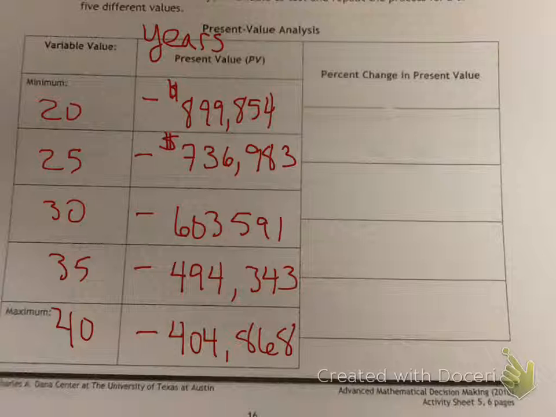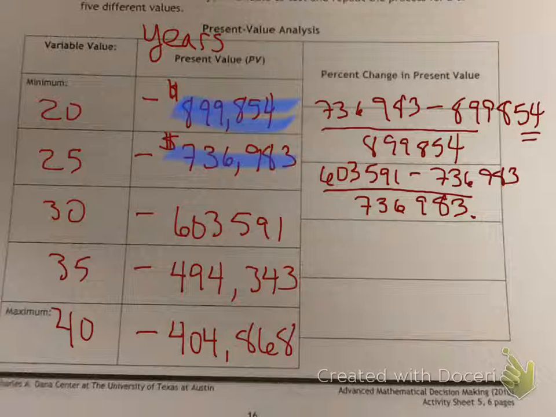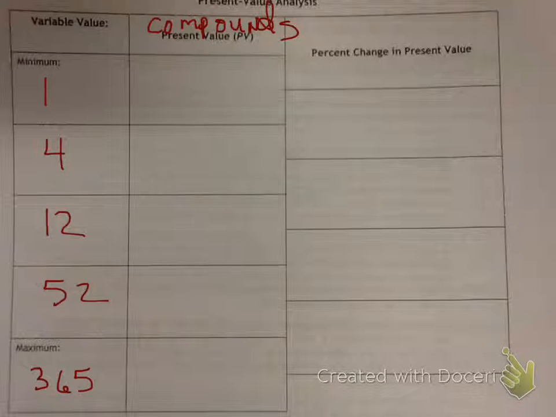You want to double check your work, answers. The percent change is this one minus this one divided by that upper one. So something like that. That's what you do for the percent change, and you're going to do this for all of them. For the compounds, the second table is 1, 4, 12, 52, and 365. Copy that down. Pausing for a second. Moving on.